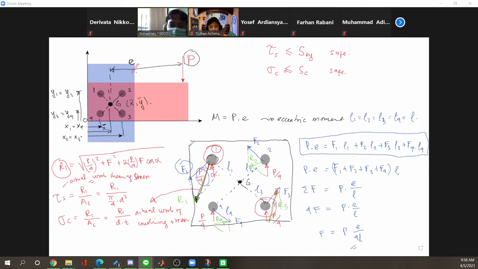So the most possible fracture on the plate will be in this direction. Okay? Will be in this direction. So here we have to apply the calculation for the tearing plate in this cross section also.